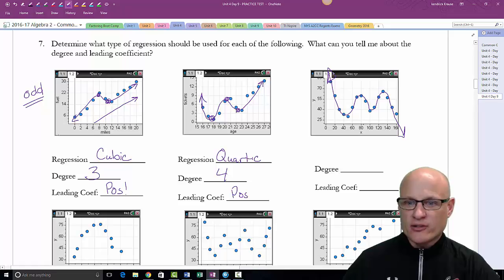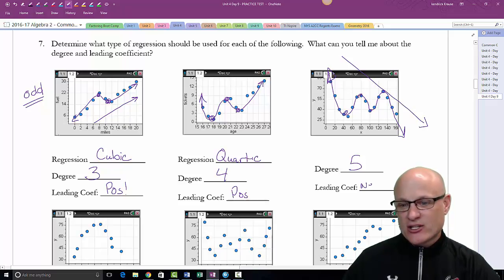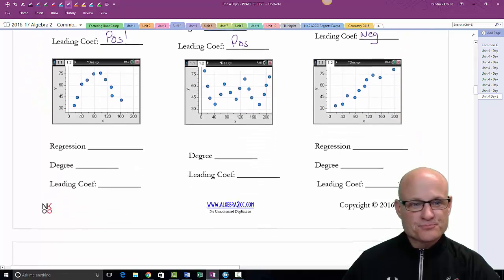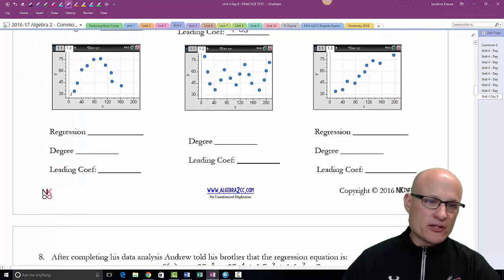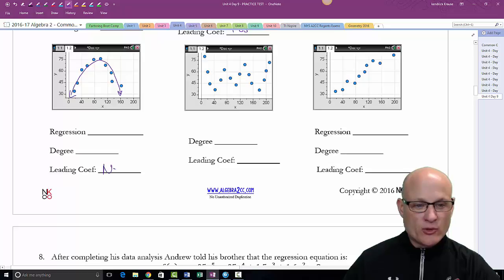Wow, that's crazy. We got 1, 2, 3, 4 relative extrema. So that means it's probably a 5th degree polynomial. Notice it's coming down, so that's going to have a leading coefficient that is negative. If I had to draw this one, it's probably this. I know it's coming down, so my leading coefficient is going to be negative. It's only got 1 relative extrema. That makes it a 2nd degree polynomial, and therefore the regression is going to be quadratic.